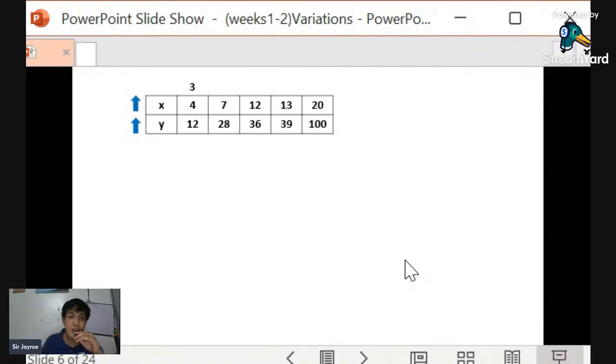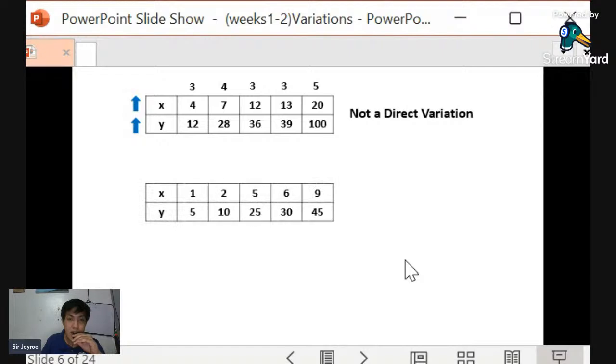constant. If there is a constant, so 12 divided by 4 is 3. 28 divided by 7 is 4. Dun pa lang, hindi na siya direct kasi nagbago na. So let's just continue. 36 divided by 12 is 3. 39 divided by 13 is 3. 100 divided by 20 is 5. So dahil iba-iba yung lumabas nung nag-divide tayo, this is not a direct variation. Very good. Okay, very good po. So let's proceed. So how about this one?